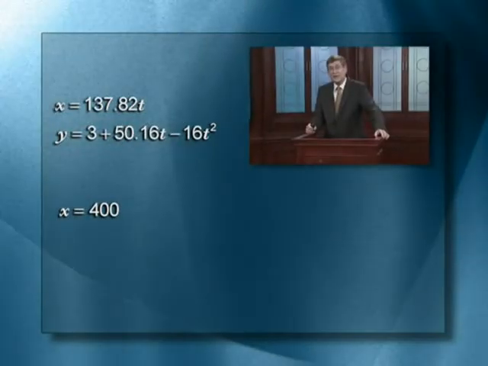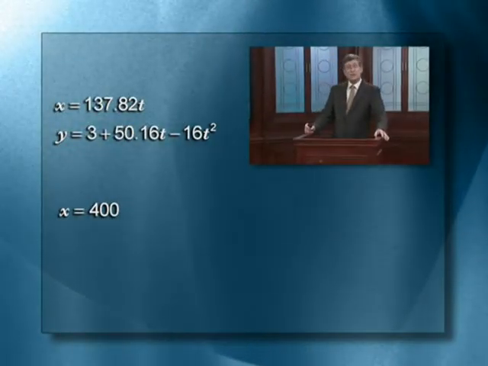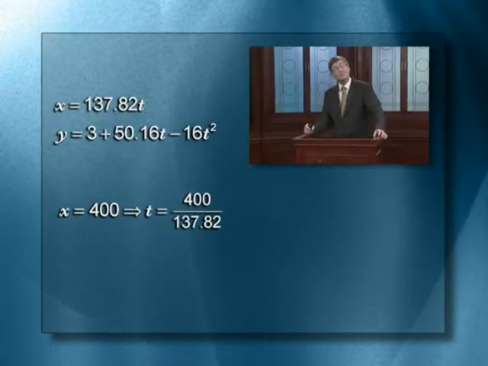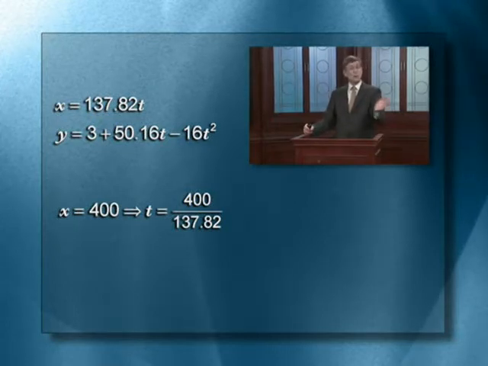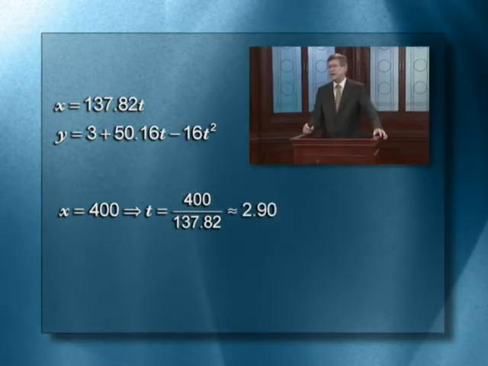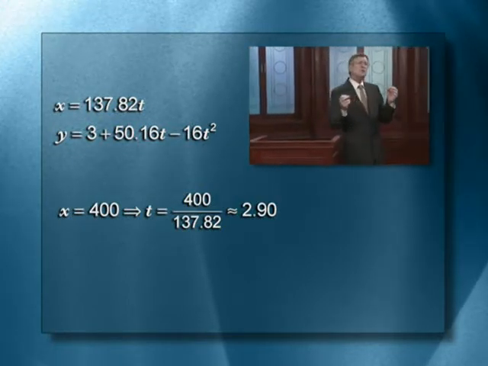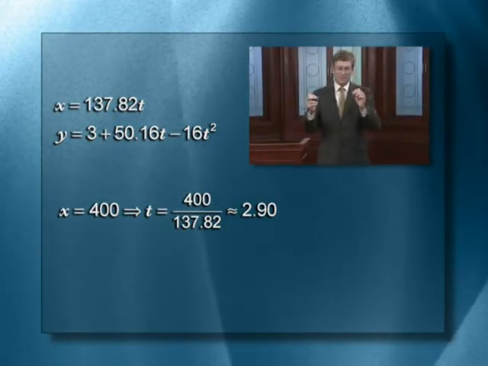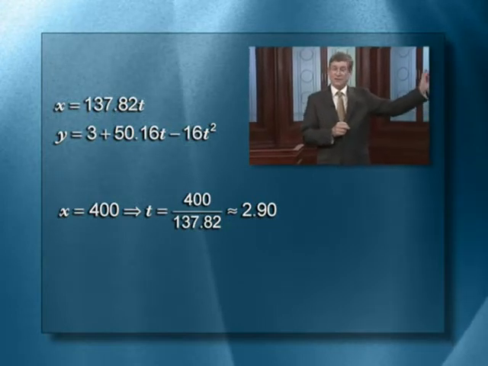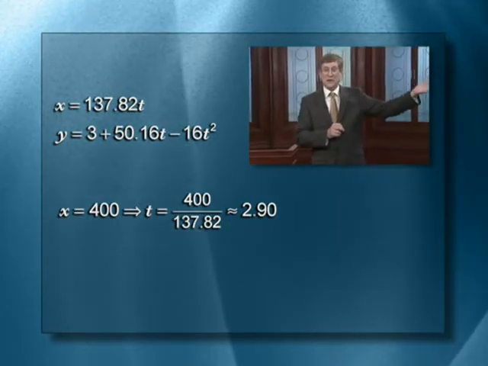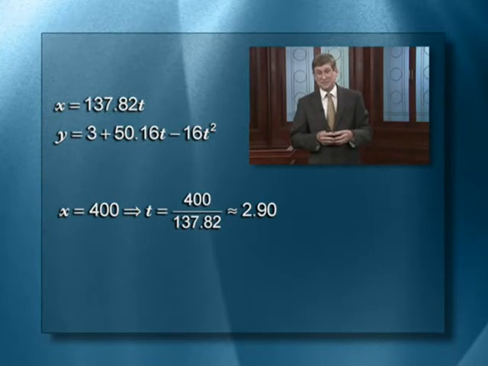So when x is 400, the baseball has reached the fence. So let's let x be 400 in that first parametric equation. If x is 400, solving for t, you get 400 divided by 137.82. That comes out to be about 2.9. In other words, in about 2.9 seconds, the baseball has arrived at the fence. Question: how high is it?